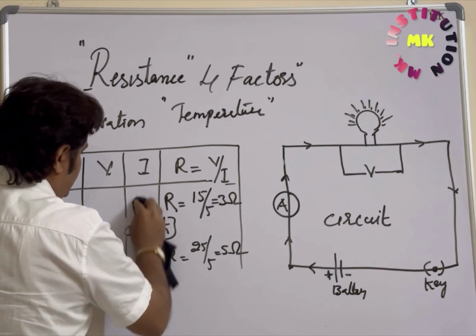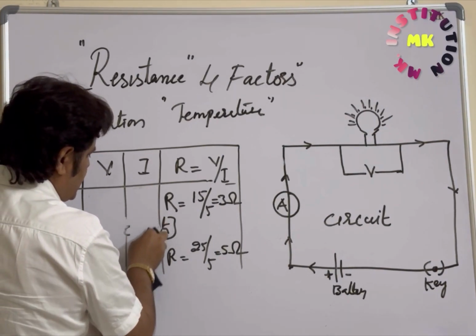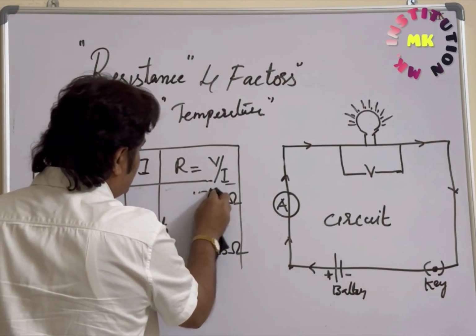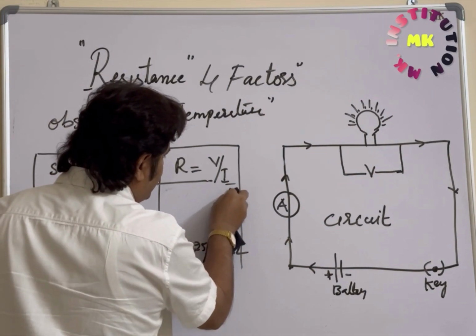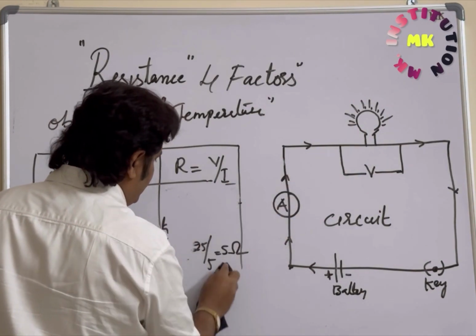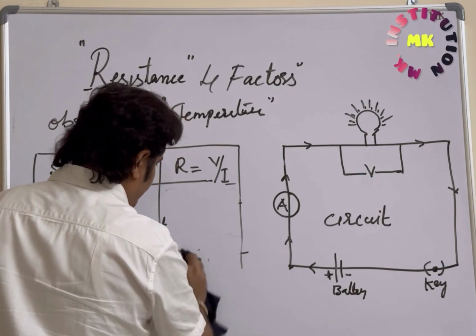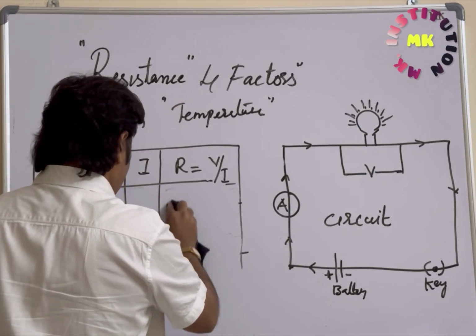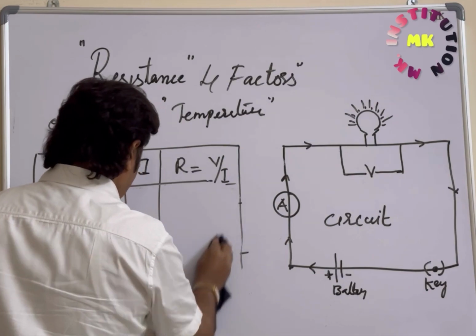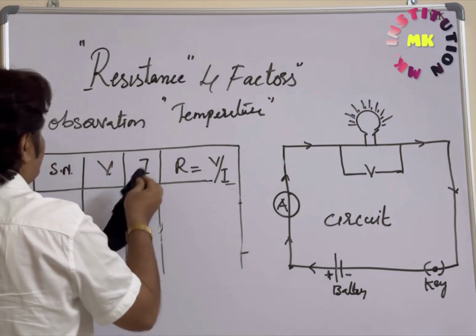In all the experiment activities, a table is a must. You have to note down all the values, the readings in the ammeter and the voltmeter, in tabular form. It should be tabulated. Clear? What is the next one here?